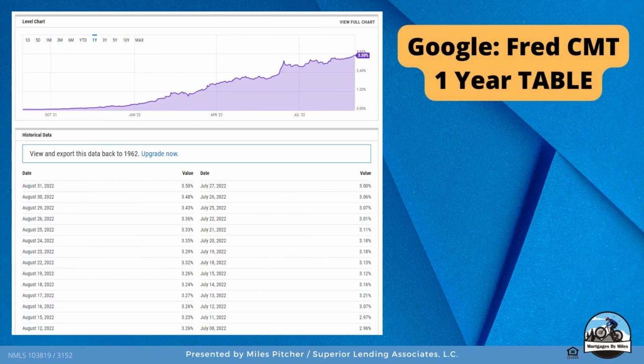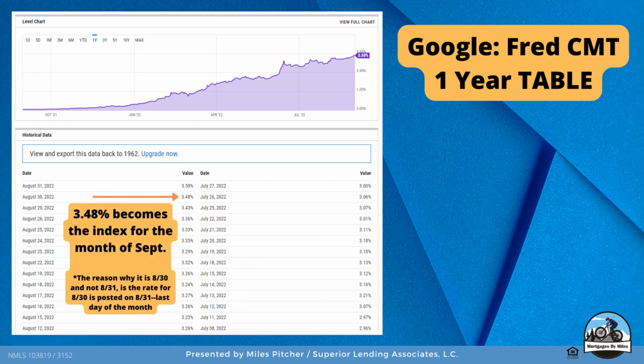Here is a chart that shows where the CMT has come. And just so you know, every single day the CMT will post at the end of the day what the rate is. And for our purposes, as of September 1st, we look back and we take the rate as of the very last day of the prior month. And then that becomes the foundation or the index for the next month.